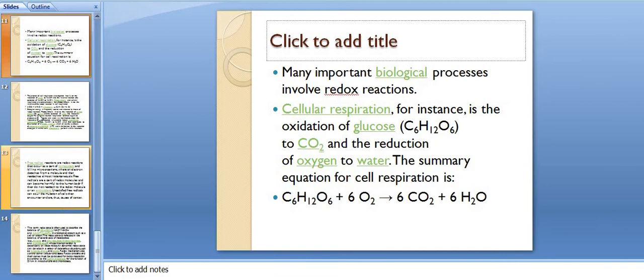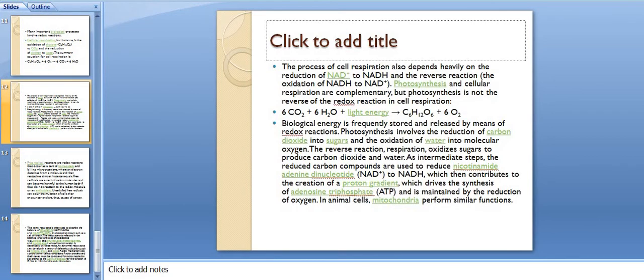Next, coming to the point, the process of cell respiration also depends heavily on the reduction of NAD plus to NADH and the reverse reaction. The reverse reaction means oxidation of NADH to NAD plus.